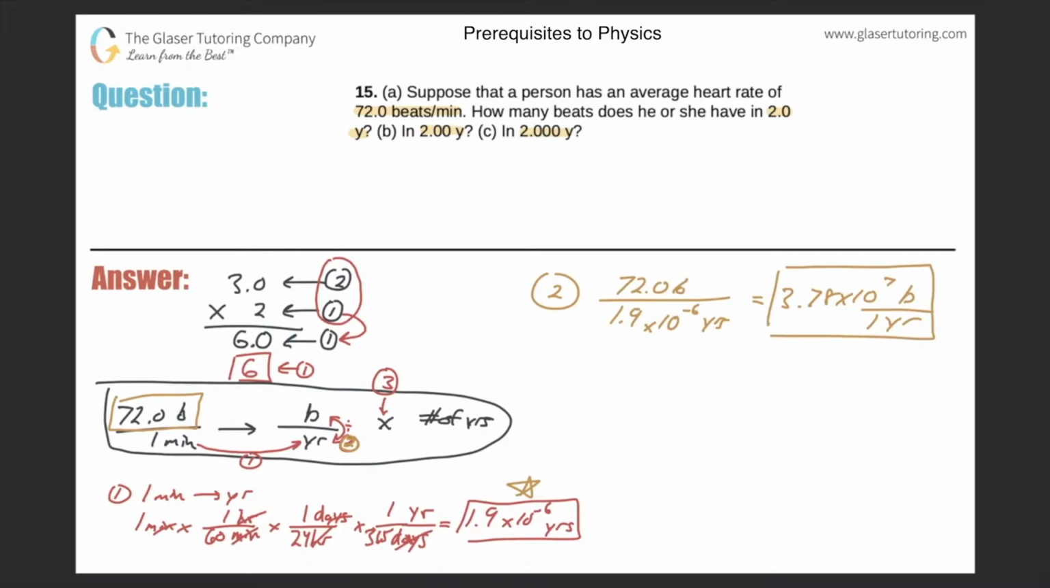And last but not least, we have now our third step, right? Our third step now, we have to then take the beats per year and multiply them by the number of years. So here's where we have to be considering significant figures. Okay, so step 3.